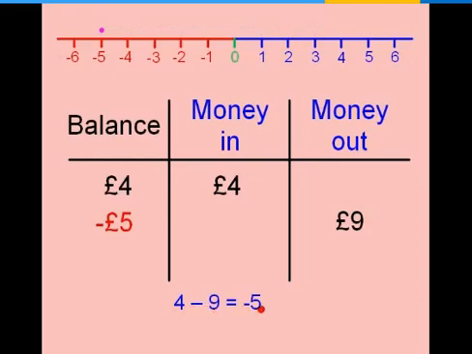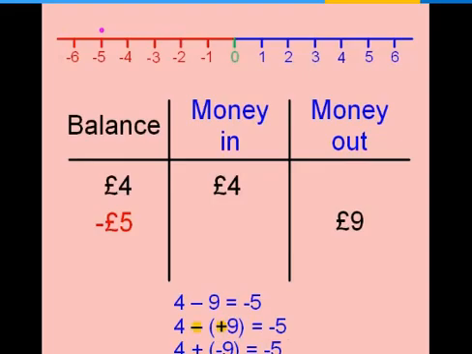gives us -5. In the same way, we can say that 4 take away a +9 gives us -5. And finally, we can also write this same sum as 4 add on -9, because we're adding on a debt of £9, gives us -5.